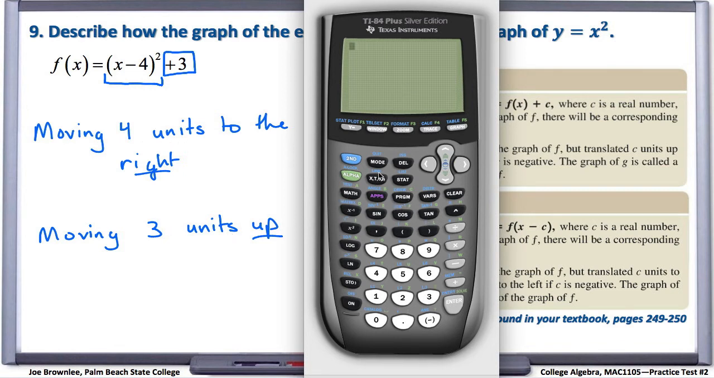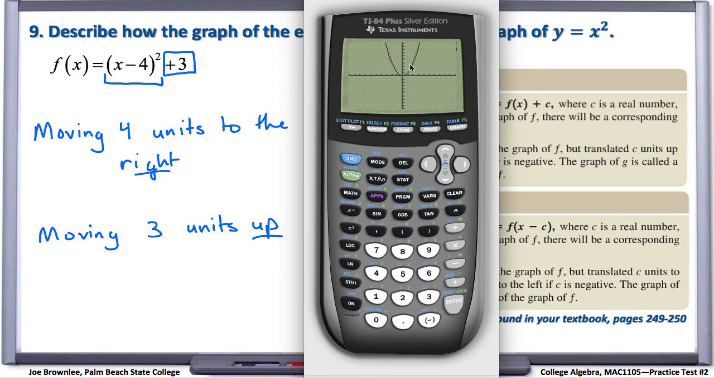So from your calculator, let's go ahead and take a look at the y equals screen, and we're going to input 2 separate functions. We're going to put y equals x squared into the calculator, so we'll do x squared, and then we're going to input the second graph here, f of x equals quantity x minus 4 squared plus 3. So we'll do open parentheses, x minus 4, squared, plus 3. And we'll go ahead and take a look at this. We'll do a standard zoom.